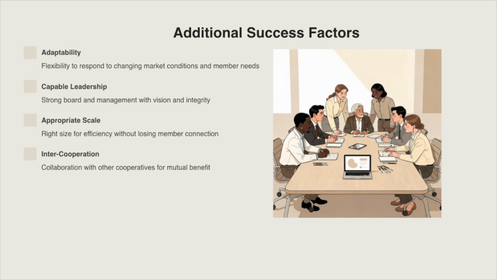Then, capable leadership is again one of the factors, that honest, committed, and competent leadership is very much required. Both elected representatives and professional managers critically influence the outcomes. Again, the appropriate scale, operating at economically viable scale while maintaining manageable governance complexity, balances efficiency and democracy.